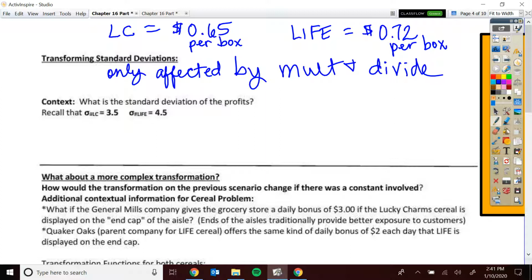multiply and divide. Okay, so keep that in mind as we go through here. So I want you to transform these boxes' standard deviations into money standard deviations. And so you are going to transform first, and then you will combine. So we'll get the combined standard deviation. Okay, do that now.